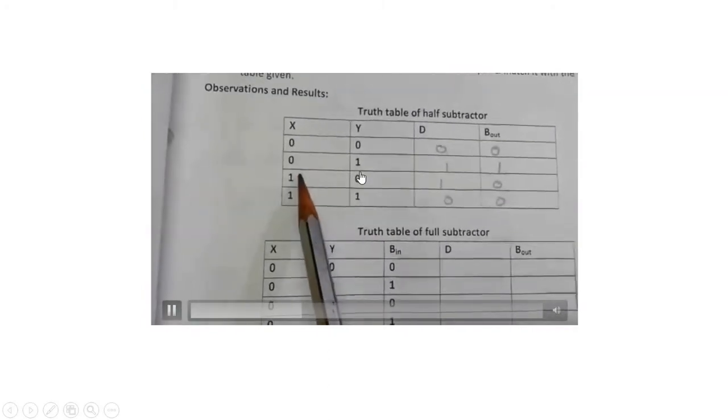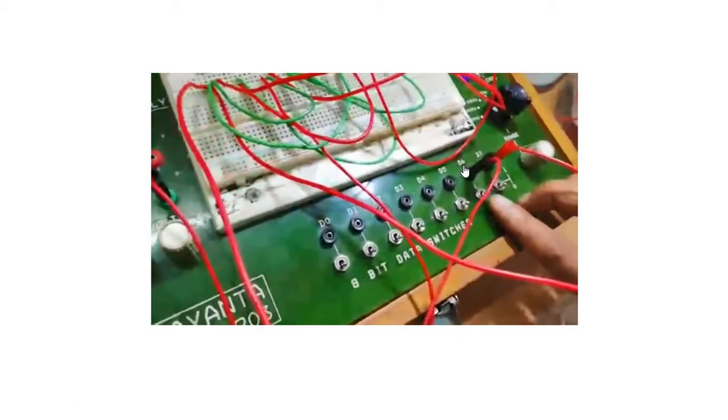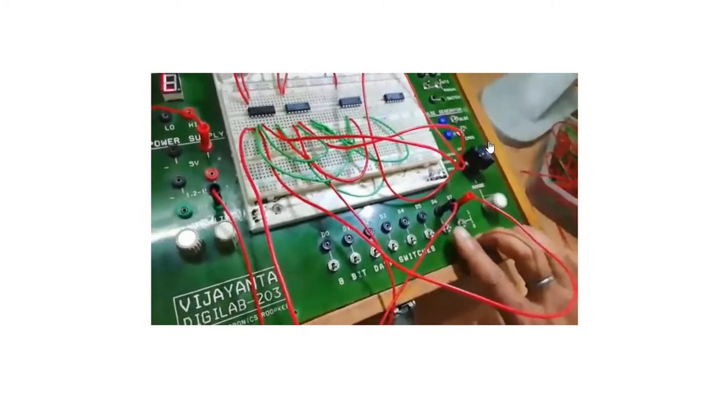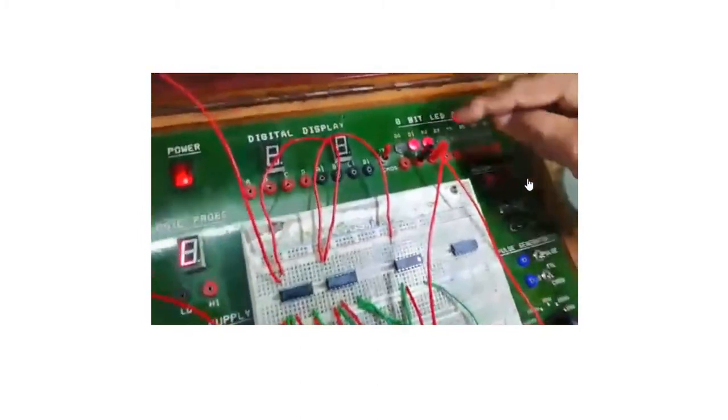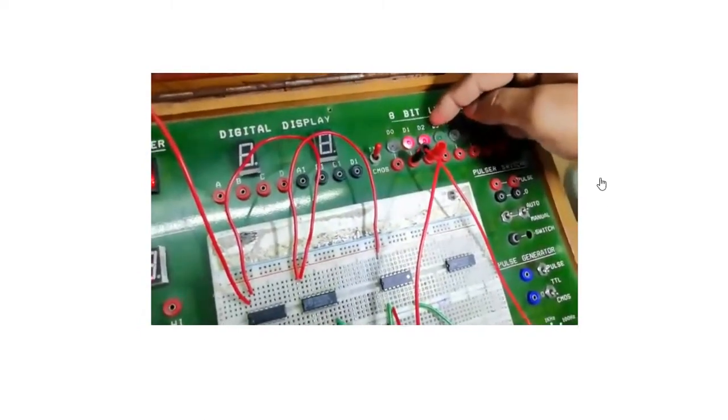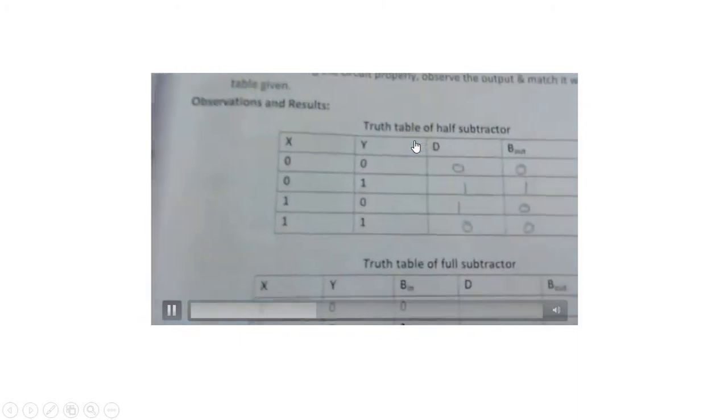Now coming to 0 minus 1, both difference and borrow should be 1, so both LEDs should glow. So we are giving 0 to the first input and 1 to the second, and both the LEDs are glowing, that means borrow and difference both are 1.